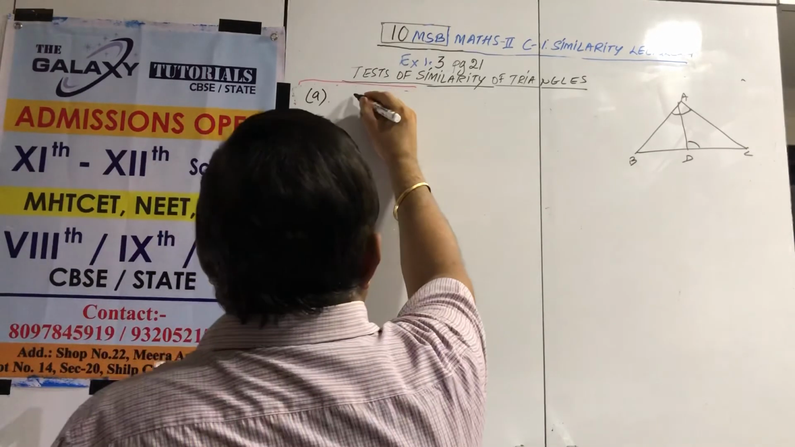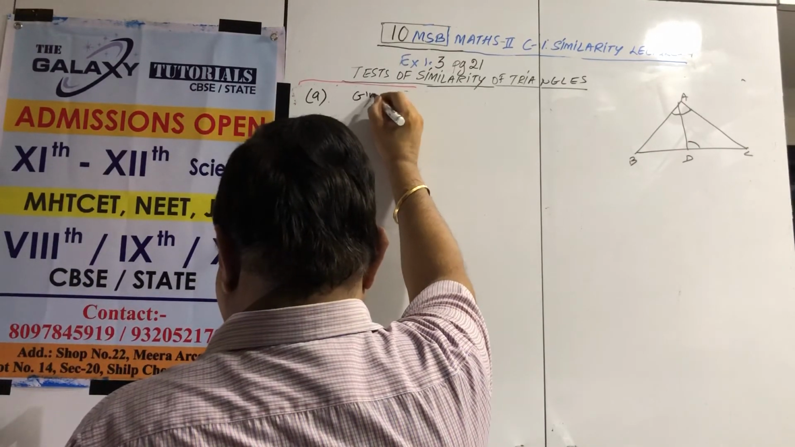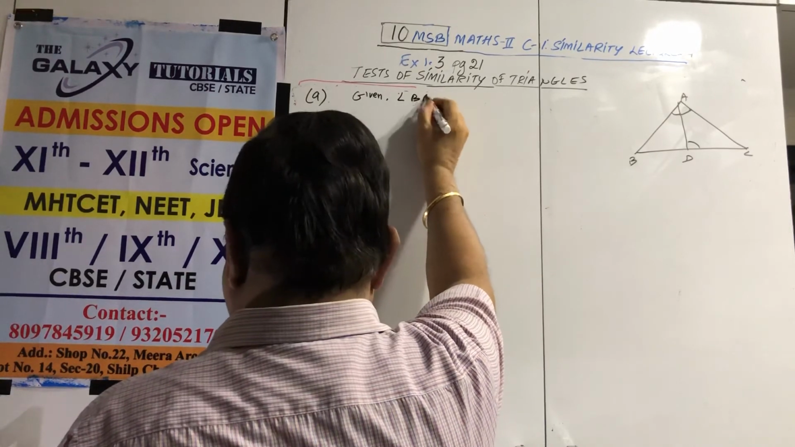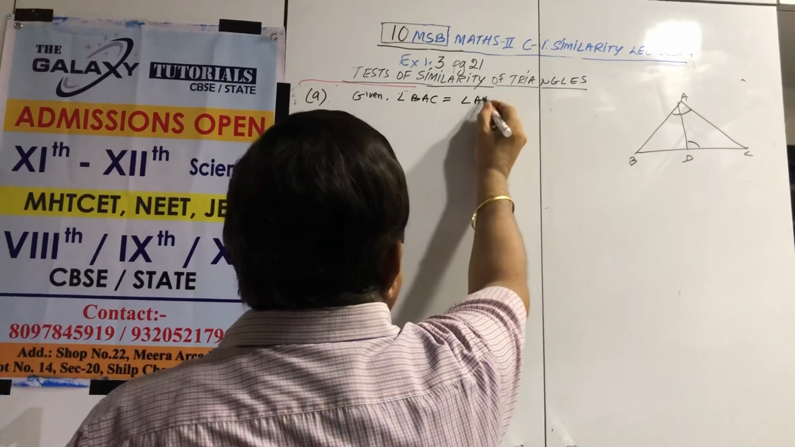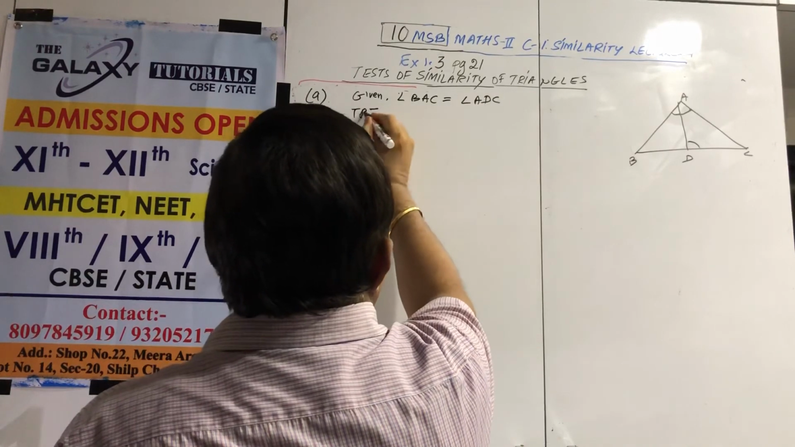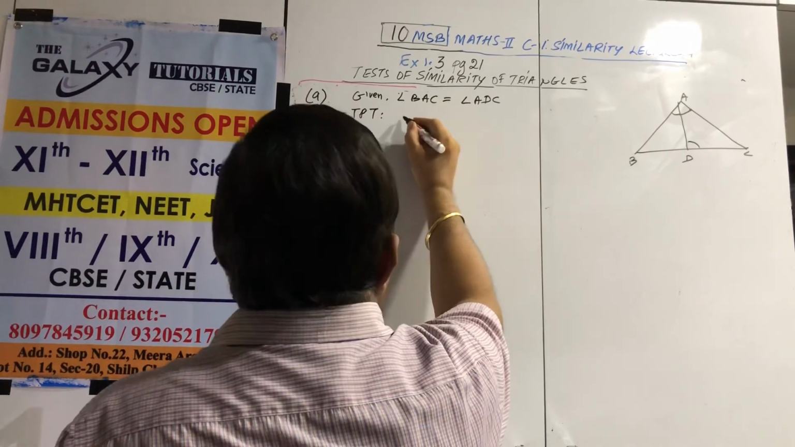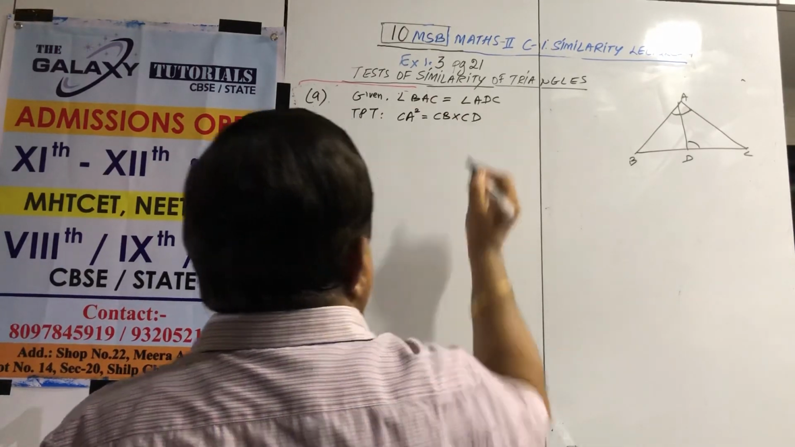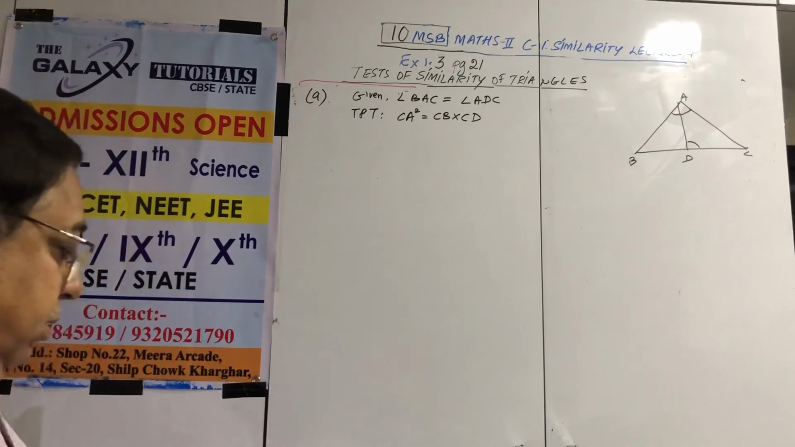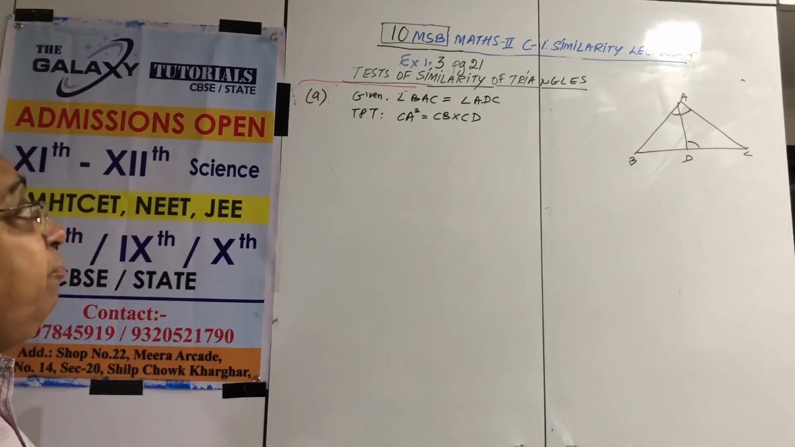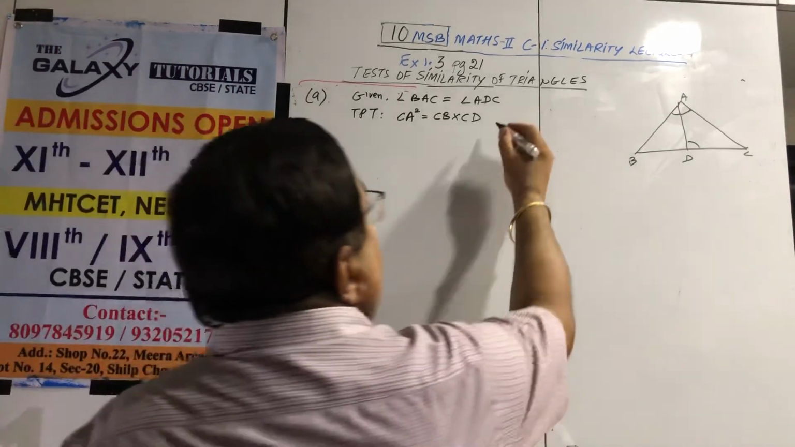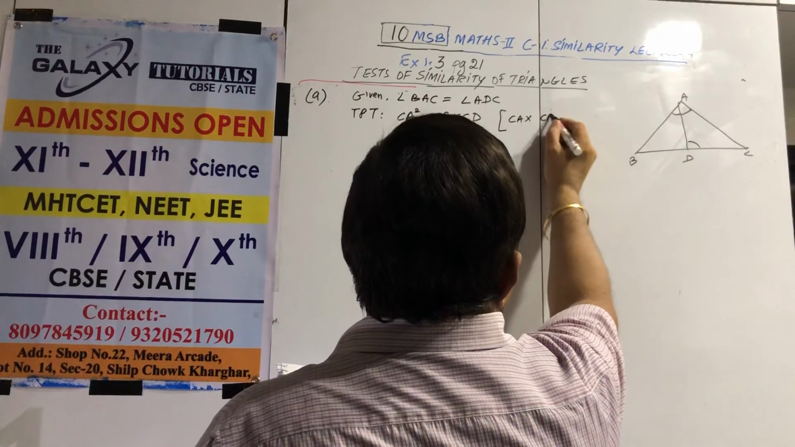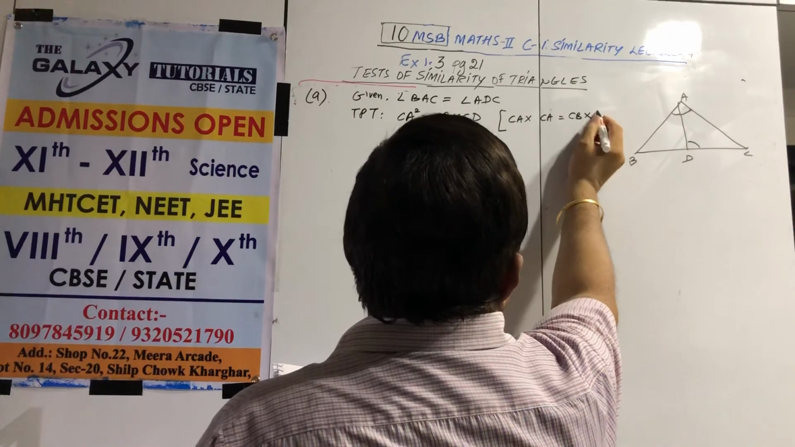So first, given: angle BAC is equal to angle ADC. To prove that CA square is equal to CB into CD. My friends, where will we get the square from? Use common sense for your understanding. Don't write this in the exam. CA square is CA into CA, is CB into CD.